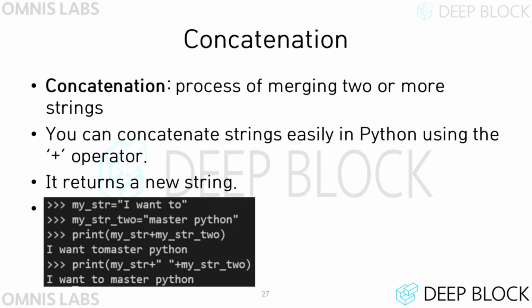In Python, it is also possible to concatenate 2 or more strings together. We can concatenate 2 strings using the plus operator, just like when performing arithmetic operations. For example, when there are 2 string variables, myString and myString2, these 2 strings can be combined using the plus operator.